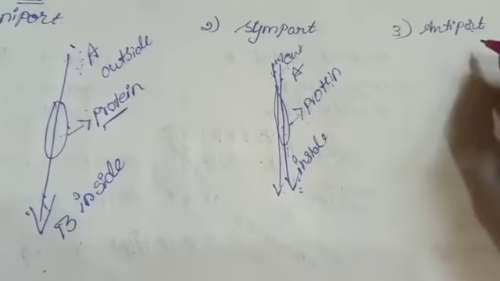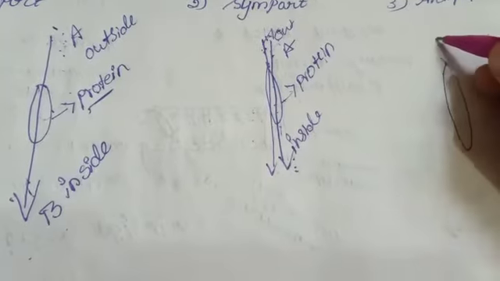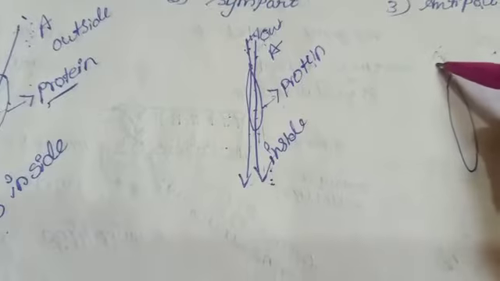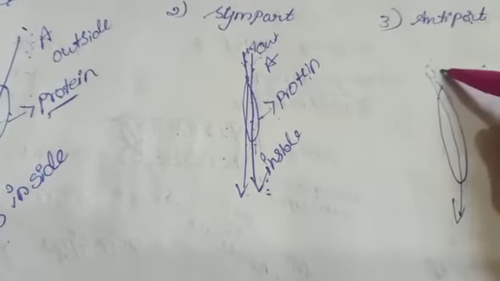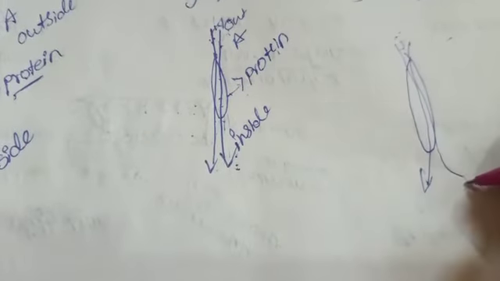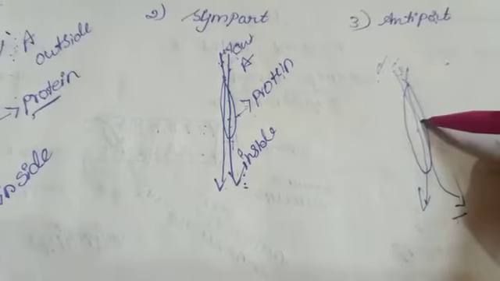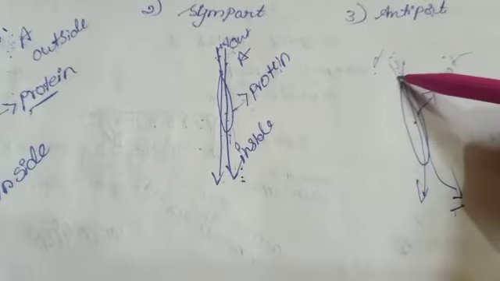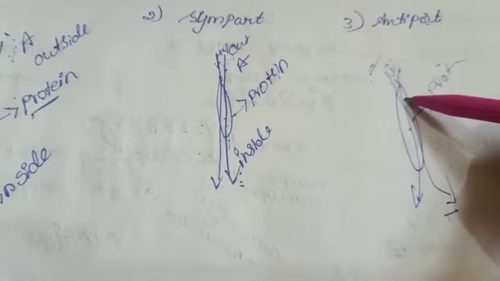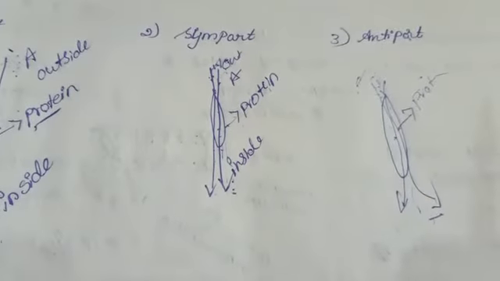And antiport: here also there will be a protein, but the two substances go in different directions. It is outside the cell, inside the cell, and the protein. The two substances move across the protein in two opposite directions. This is called antiport.